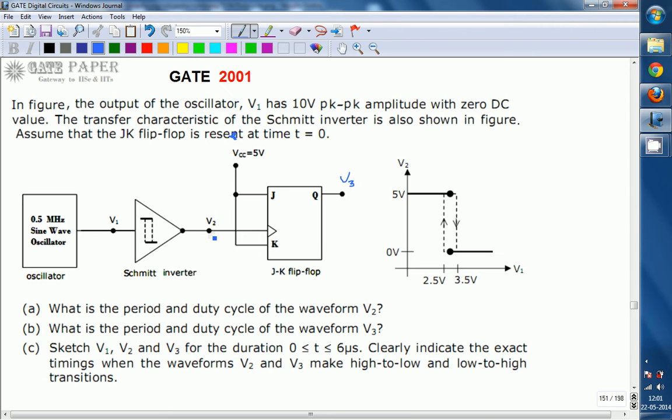We are going to calculate the time period and duty cycle of the waveform at the output of the Schmitt inverter and at the output of the JK flip-flop, and later we are going to show all the waveforms with 6 microseconds duration from 0 onwards. These are the Schmitt inverter or Schmitt trigger characteristics. Given that, the sinusoidal oscillator has a magnitude of 10 volts peak to peak with 0 DC value and the frequency is 0.5 megahertz. Now we will see how to solve this problem. This is a 5-mark question that came in GATE 2001.